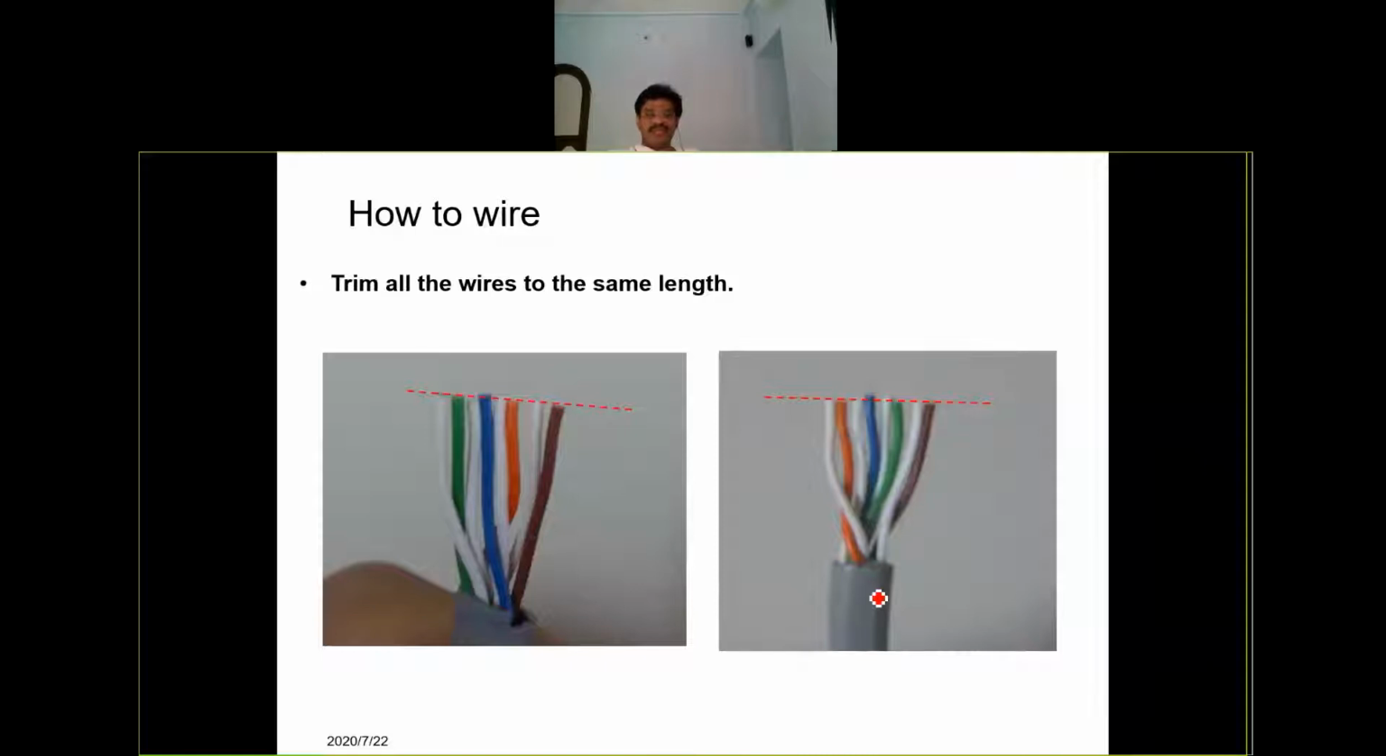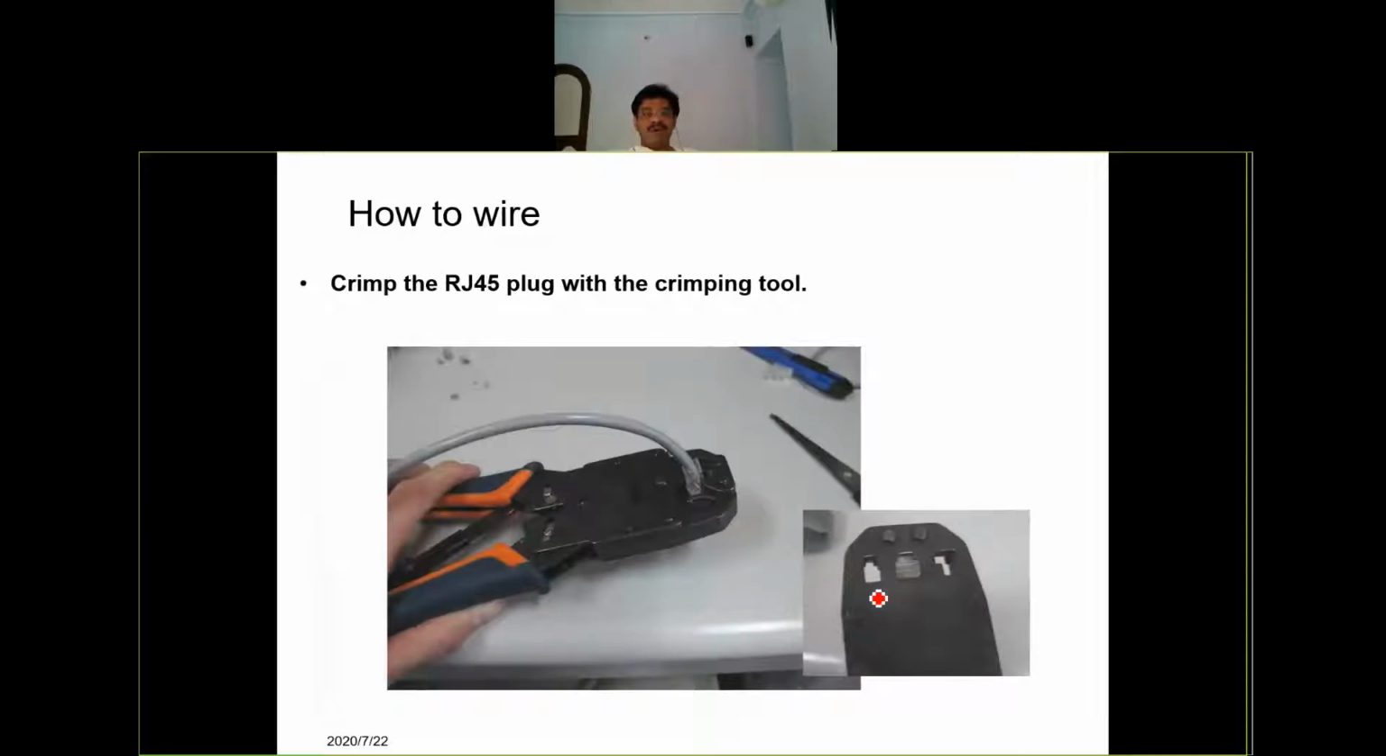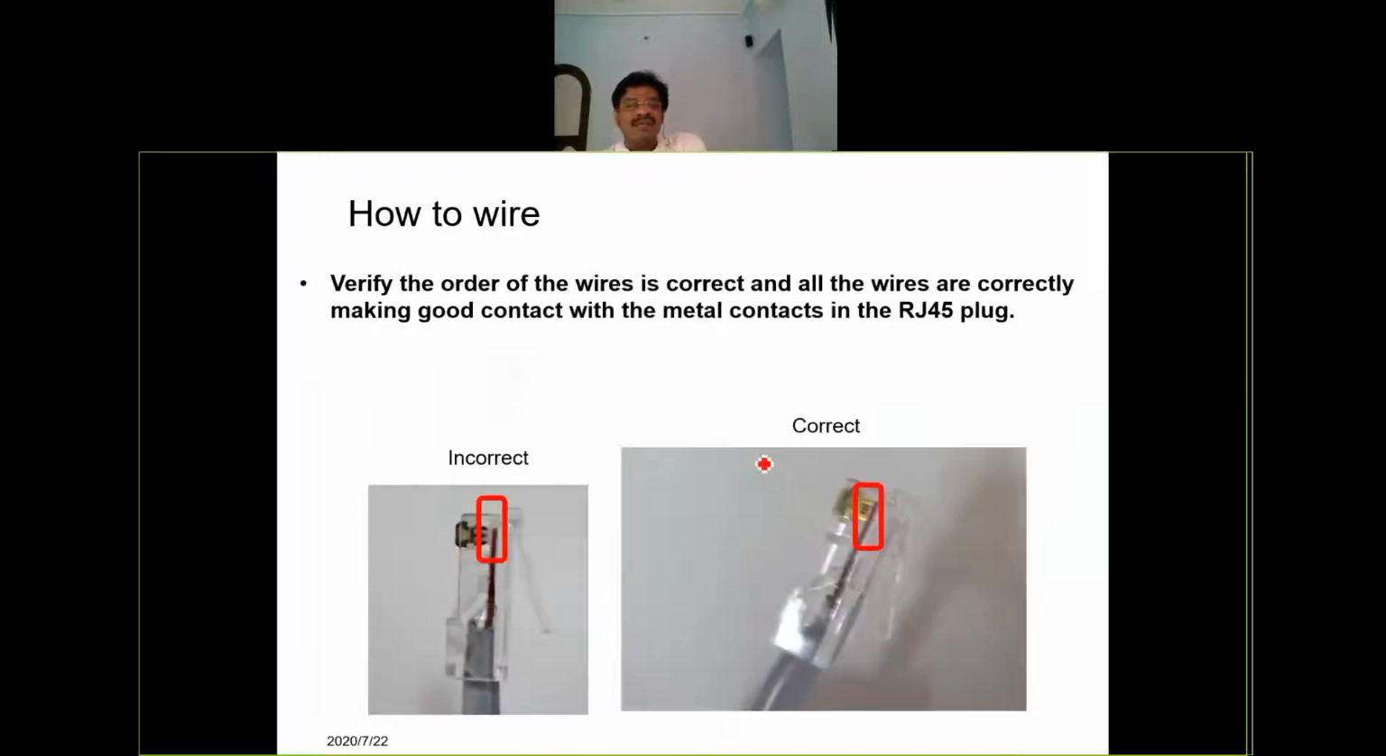Remove the sheet, trim all the wires to the same length, and insert them into the RJ45 jack. With the help of the crimping tool, see here, this jack is inserted into the crimping tool and the crimping tool is pressed so that the conductors, see this, the conductor is now connected to this conductive portion of the RJ45 jack.